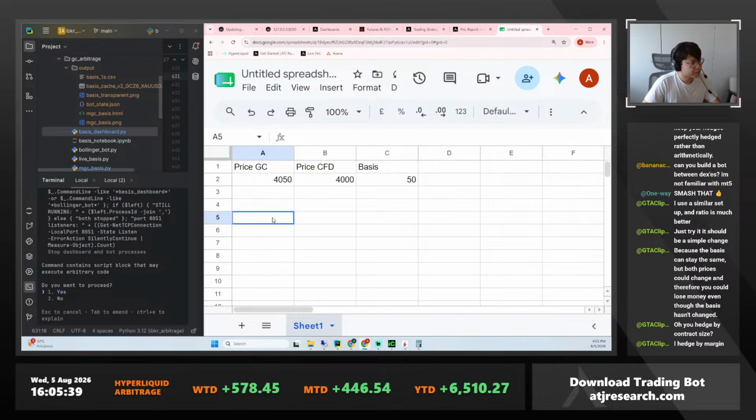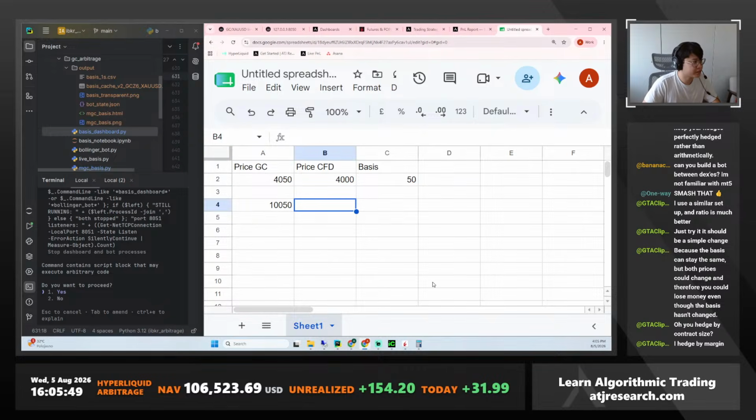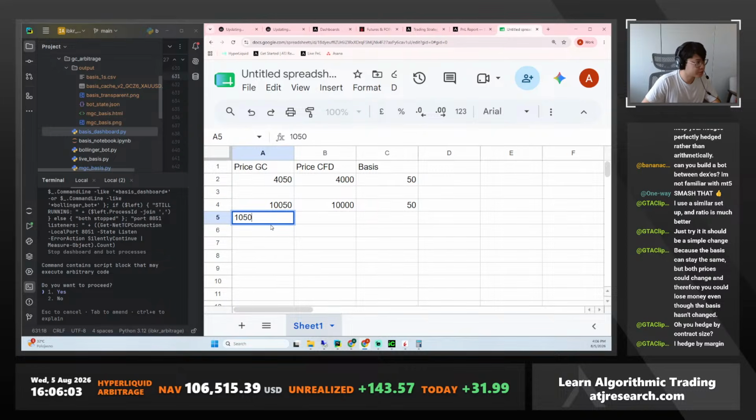And so if the price of GC of gold rises to 10,050, and the price of the CFD rises to 10,000, right? So the basis remains the same, right? Or we can also do the other extreme example, like if it's 1,050, so it drops, and then here it's 1,000. In this case, it's still 50, right?